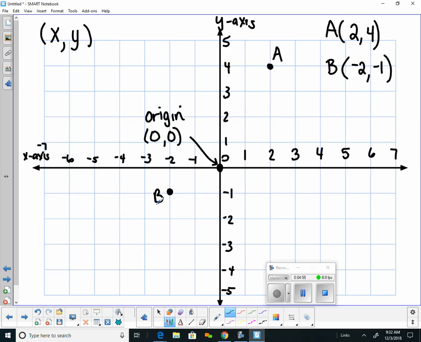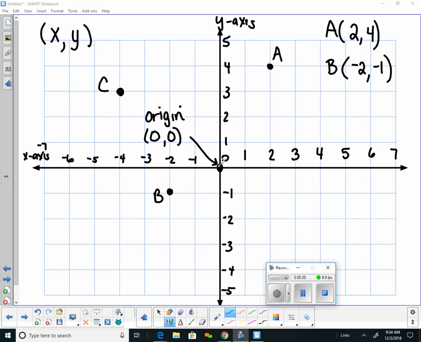Okay. Now let's say for some reason we have a point over here, C, and I want you to tell me the ordered pair. Well, again, the first thing you're going to do is start at your origin, and you're going to go all the way over until you get under that point. Then tell me what the x value is.